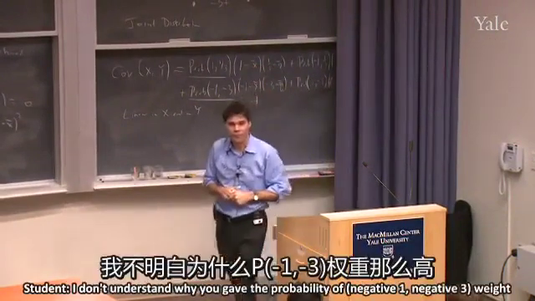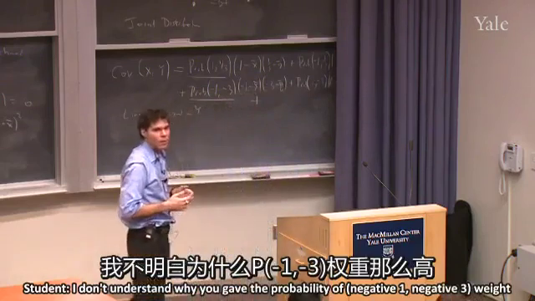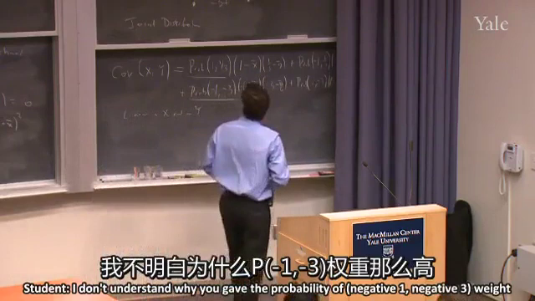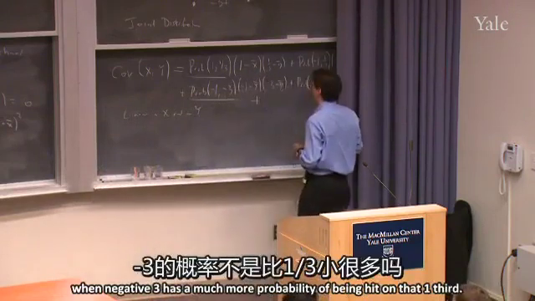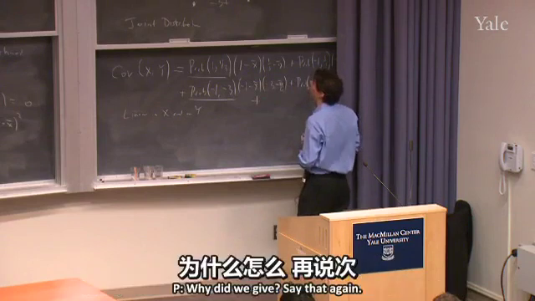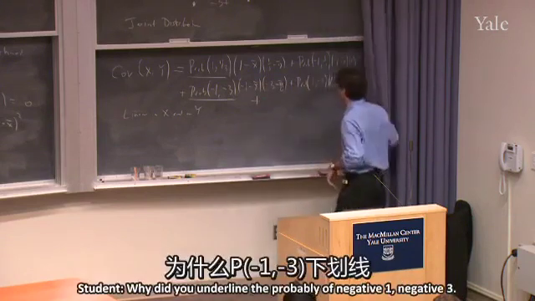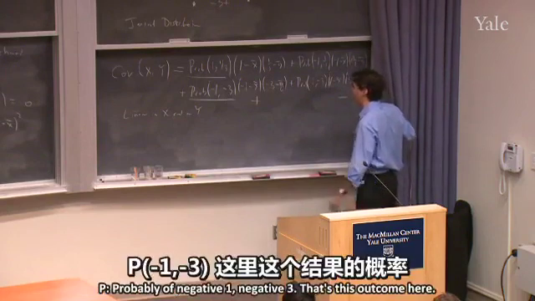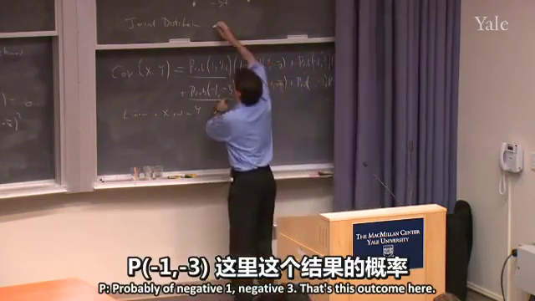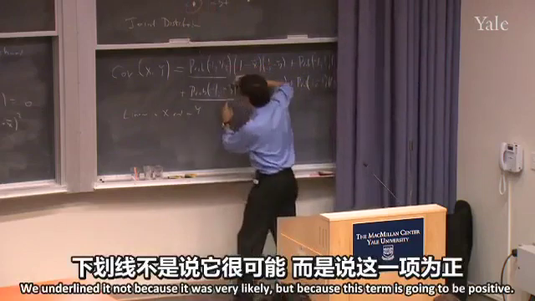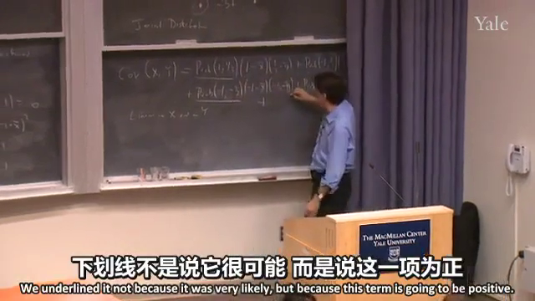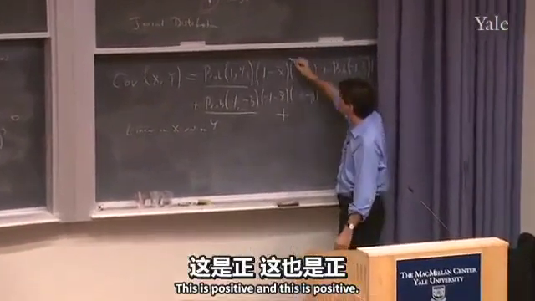Yes? I don't understand why you gave the probability of -1, -3 weight when -3 has a much lower probability of being hit on than 1/3. Why did we give, say that again? We underlined probability of -1, -3. That's this outcome here. We underlined it not because it was very likely, but because this term is going to be positive. This is positive and this is positive.